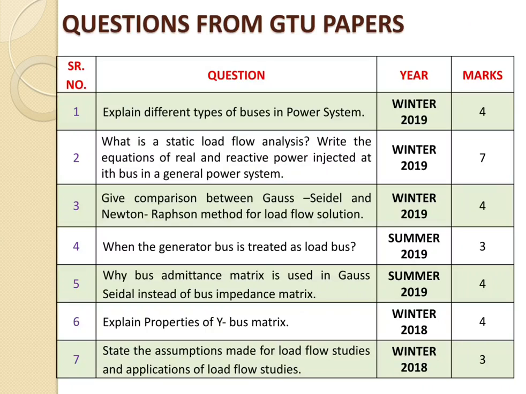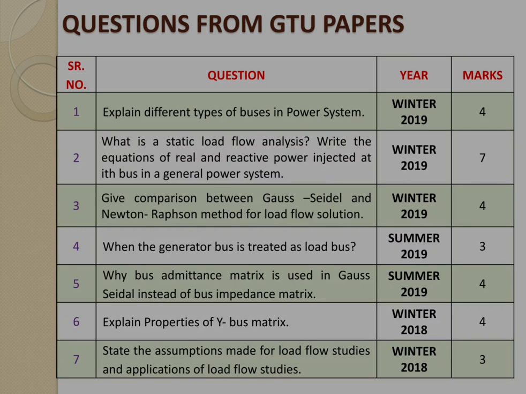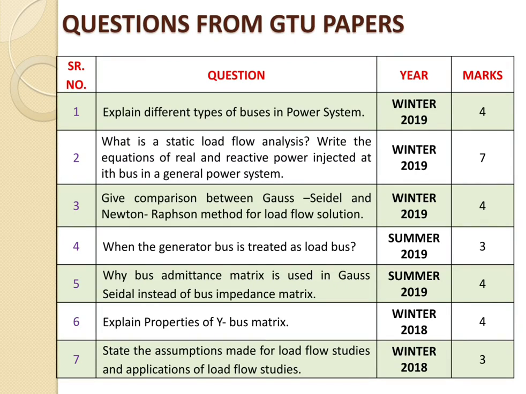Now we will go through some questions that have been asked in the GTU papers. We start with the first one: explain different types of buses in the power system, which was asked in winter 2019 and carries 4 marks. That is already discussed in lecture number 1. Then, what is static load flow analysis? Write the equation of the real and reactive power injected at the ith bus in a general power system. That was asked in winter 2019 for 7 marks, and also discussed in lecture number 1.